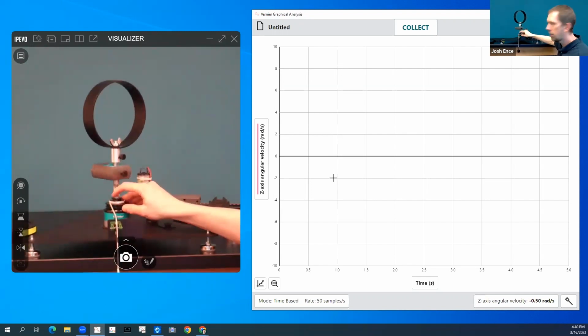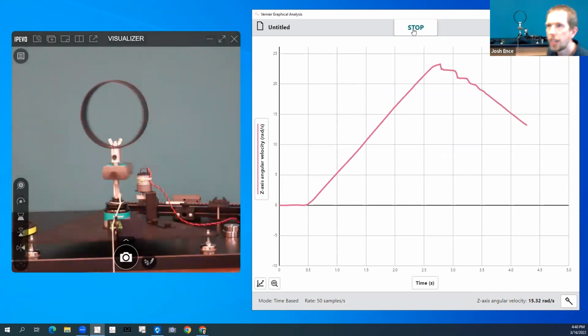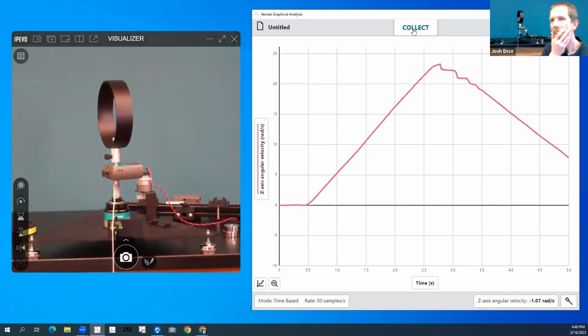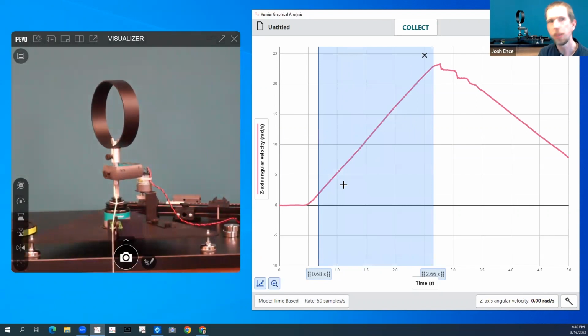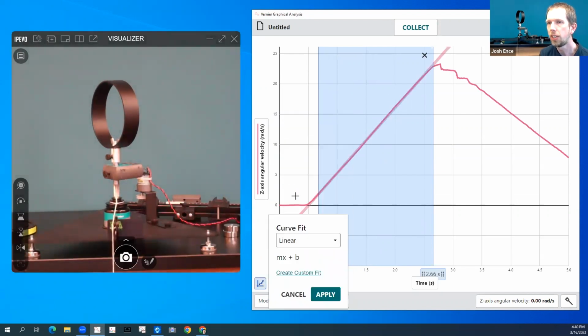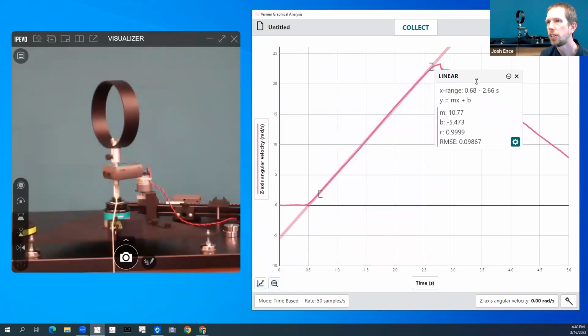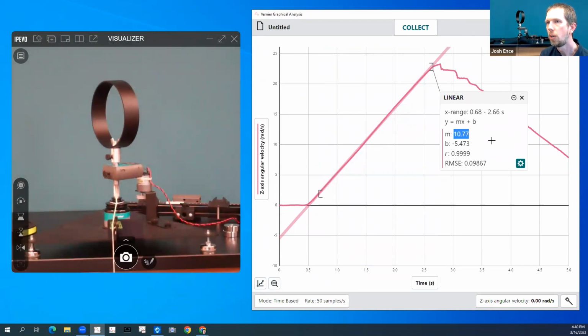All right, so I'm all wound up here. I'm going to hit collect, and then I'm going to let it drop. Looking at my graph, I know that during this portion it was speeding up, starting to spin up. If I do a curve fit on that portion, I'll get the angular acceleration, alpha. This is a graph of omega, and the slope of that is my angular acceleration. Right now I can see that the angular acceleration was about 10.77 radians per second squared.